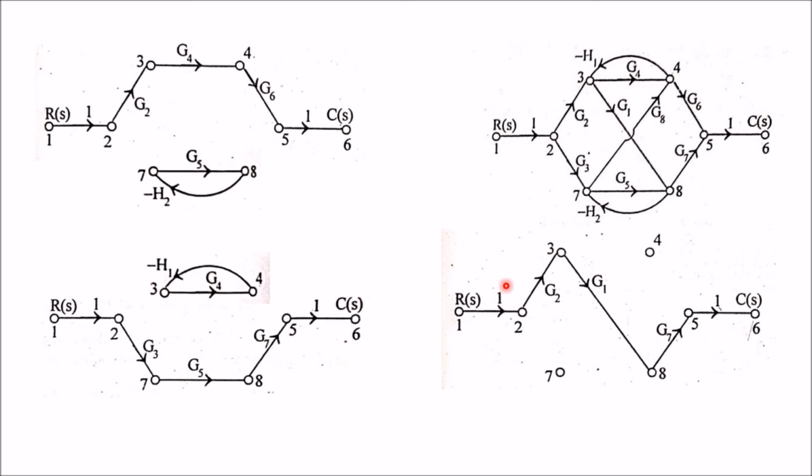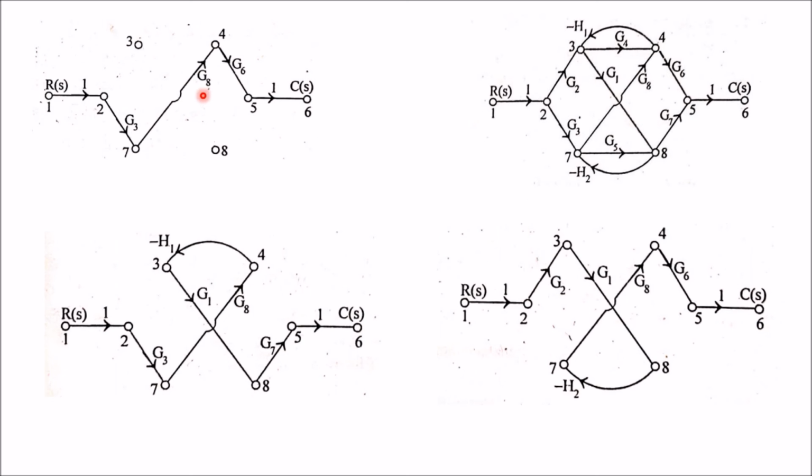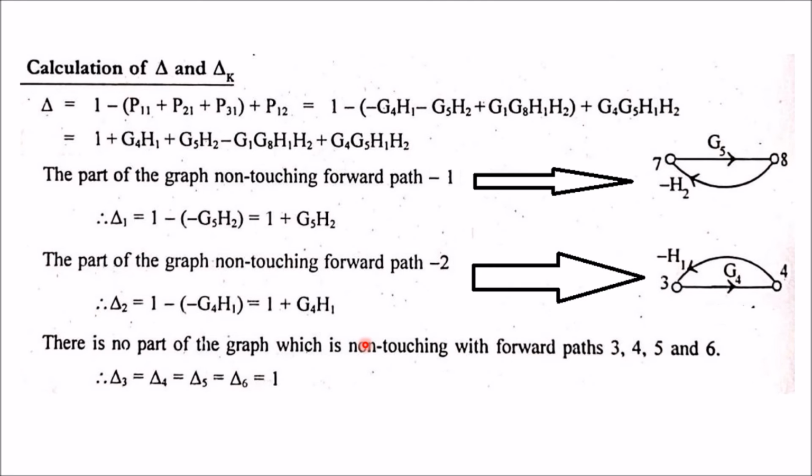So here you can see, if I go for this forward path, this top loop is touching and this bottom loop is touching, and this middle figure-8 kind of loop is also touching. So there is no non-touching loop for forward path 3. Similarly, for forward path 4, forward path 5 and forward path 6, there is no non-touching loop, right? So, the calculation of del and del k.